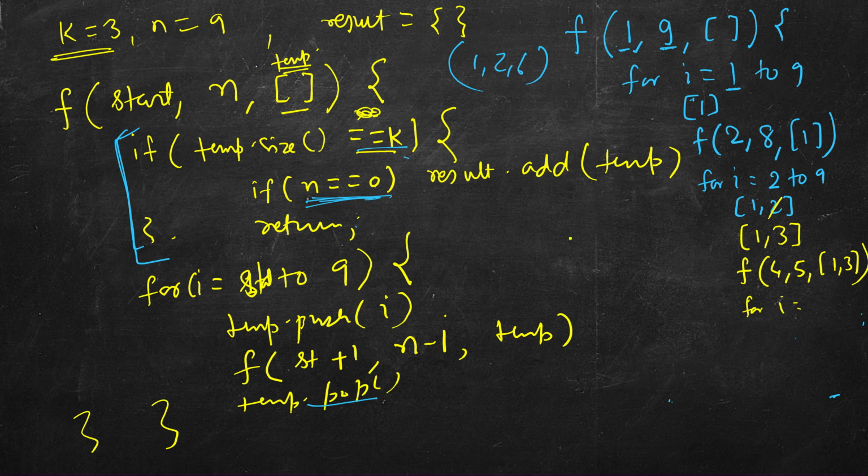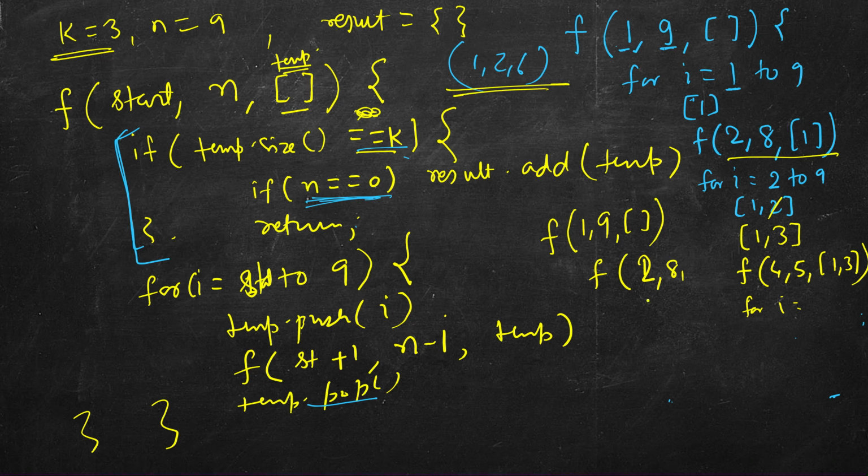So we call f 1 9 empty, this calls f 2 8 1, this thing, then 1 remains constant. We tried all the values of 1 2 and got this solution. Then you will try all the values with 1 3. So 1 3 4, and n will be 1.